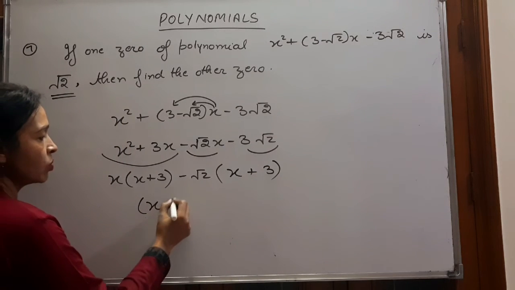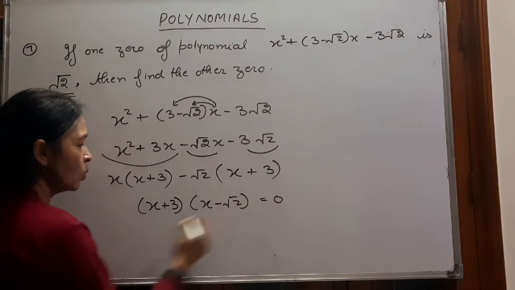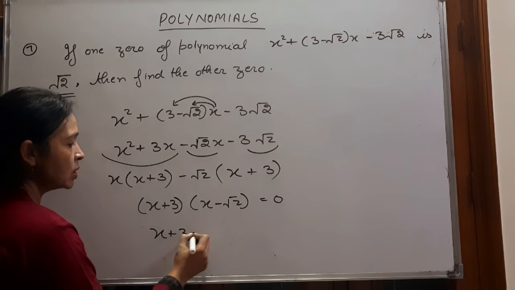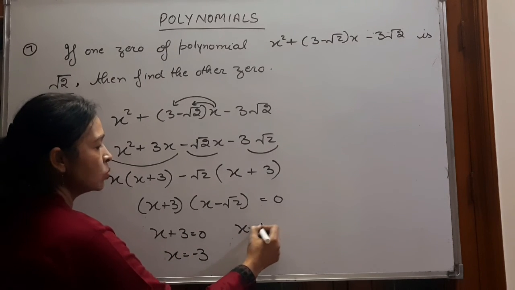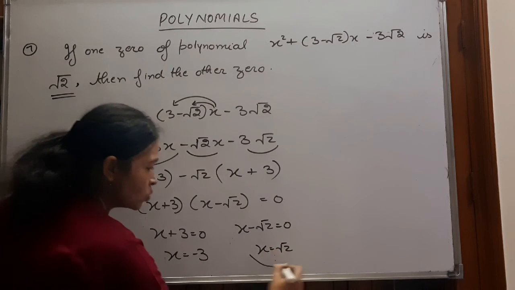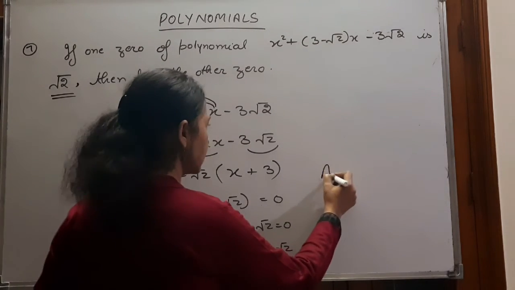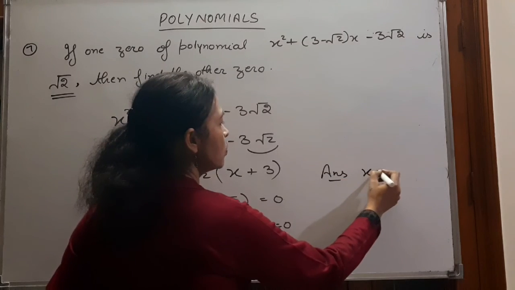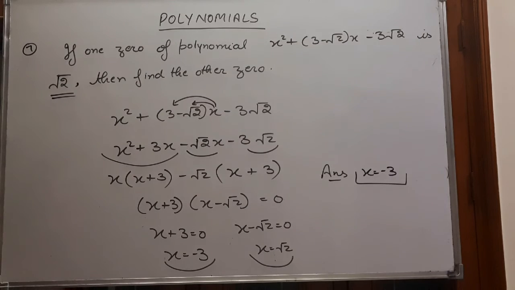Two factors we have, x plus 3 and x minus root 2. Putting them as 0, x plus 3 equals 0 gives x equals minus 3, and x minus root 2 equals 0 gives x equals root 2. These two are the zeros of the polynomial. Root 2 is given. Another zero is x equals minus 3. You will write the answer as x equals minus 3 as the other zero of the polynomial.